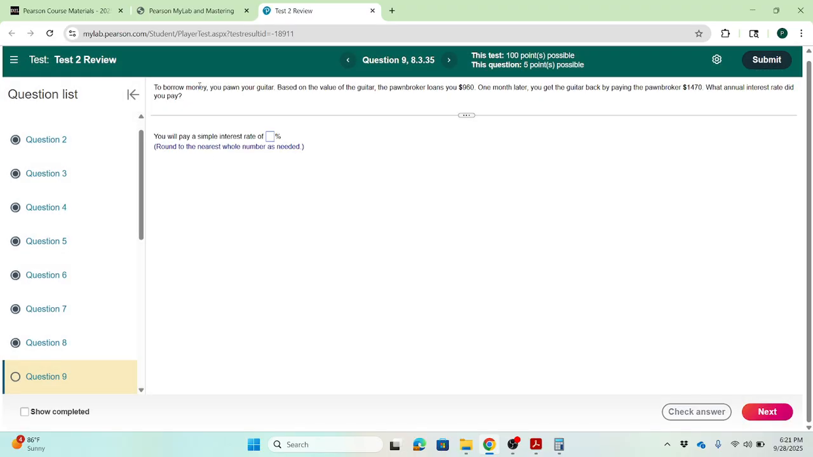To borrow money, you pawn your guitar. Based on the value of the guitar, the pawnbroker loans you 960 bucks. One month later, you get the guitar back by paying the pawnbroker 1,470 bucks. What annual interest rate did you pay?